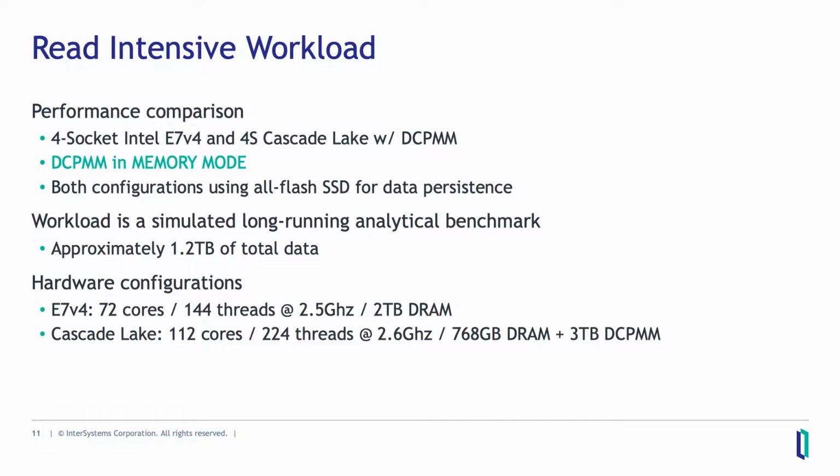And again, the configuration is between those two 4-socket configurations. We have 72 cores, 144 threads at 2.5 gigahertz, and then 112 cores, 2.6 gigahertz, with 3/4 terabyte DRAM and 3 terabytes of DCPMM. We're up a little high, as you can see, on our ratio of 8:1. This is just, we loaded it up. We populated every slot and had at it.